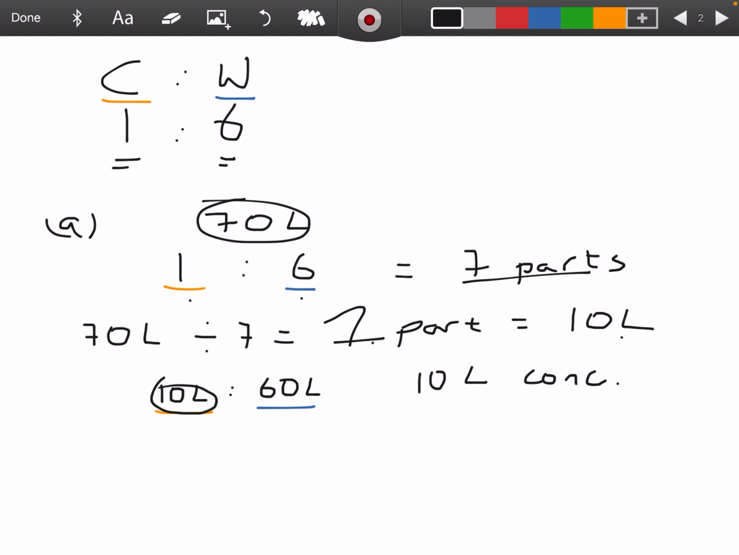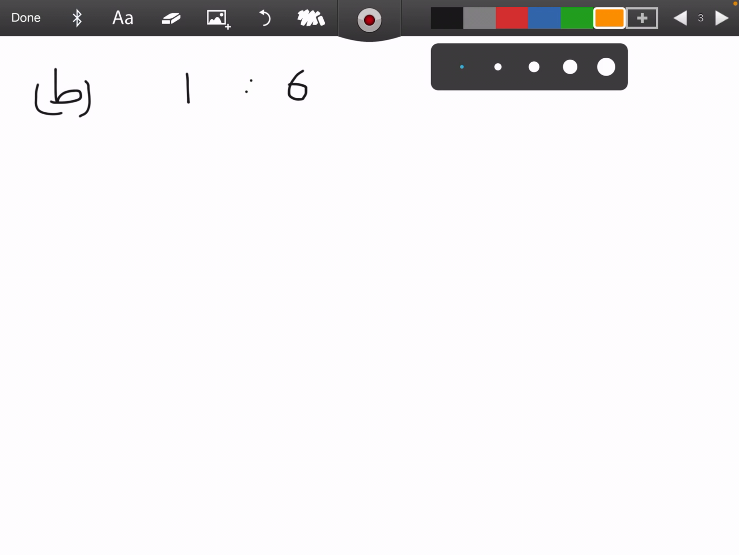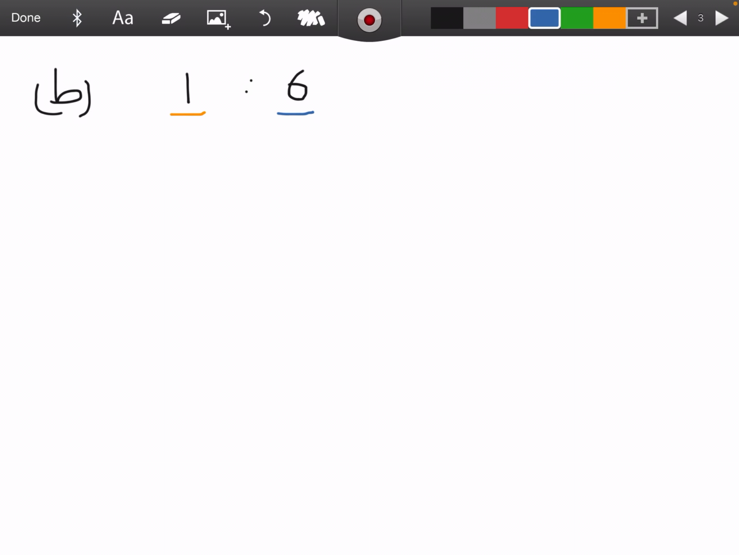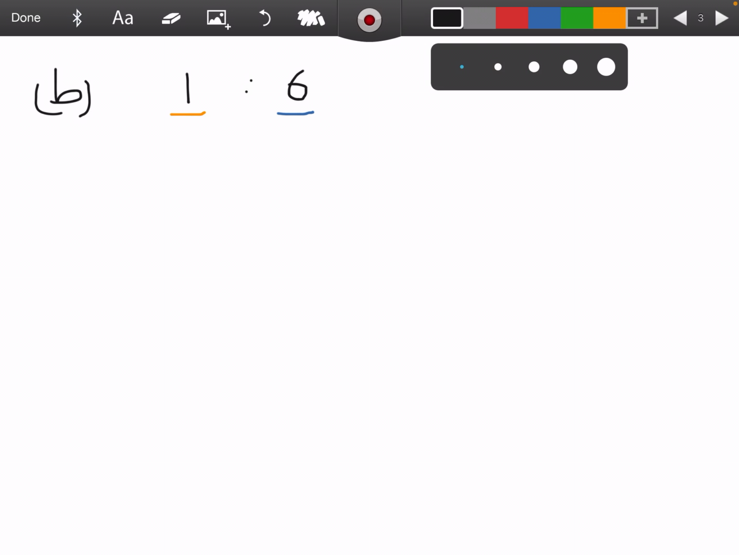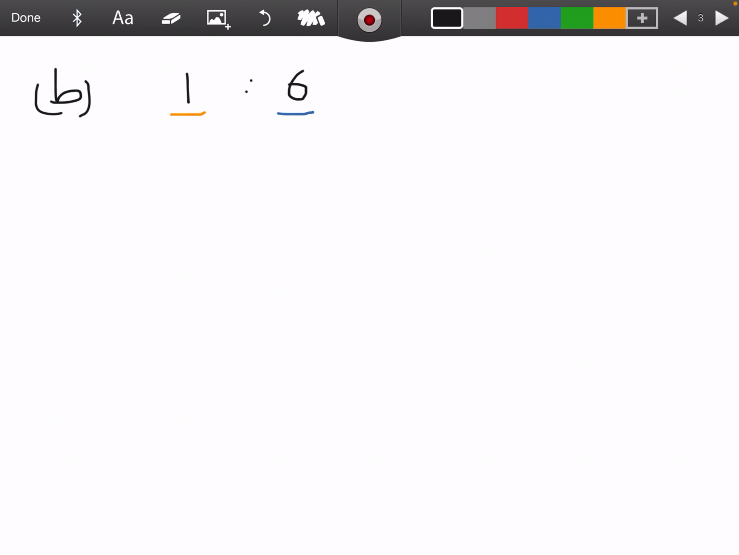I'll flip between this slide and the next one now for part B, because we might need some of the info from part A. How many litres of juice will John get from 5 litres of concentrate? So again, we know that our ratio is 1:6, concentrate is to water. We know from the previous part, remember, it was 10 litres to 60 litres, wasn't it? It was 10 is to 60, and that gave us 70 litres of juice.